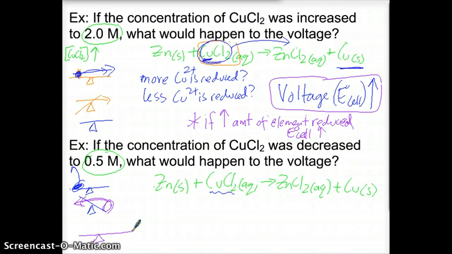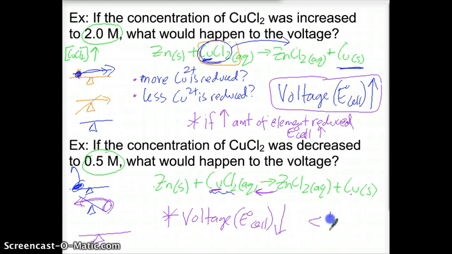So since that's happening, that means essentially the reverse reaction is going to be happening to a certain extent, a little bit. So again, ask ourselves that question: is more Cu2+ reduced or is less? Well, since the reverse reaction is happening, the Cu2+ is actually getting oxidized. It's going from Cu to Cu2+. So since the reverse is happening, the voltage here, the E naught of the cell, would decrease. It will now be less than the 1.10 volts that we said it was originally.